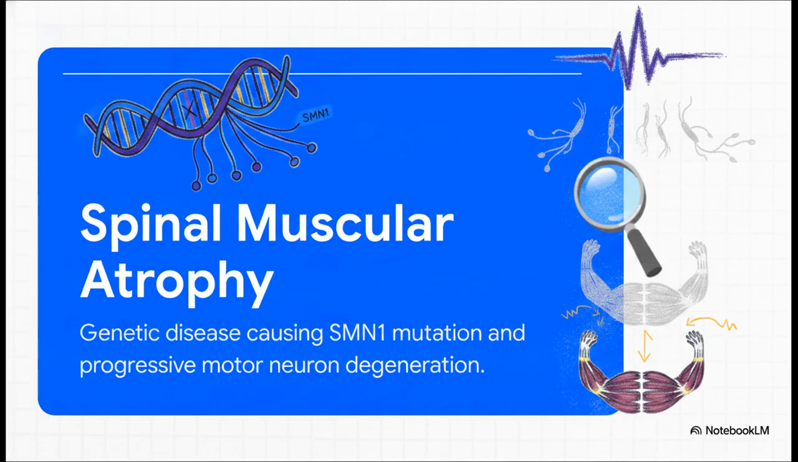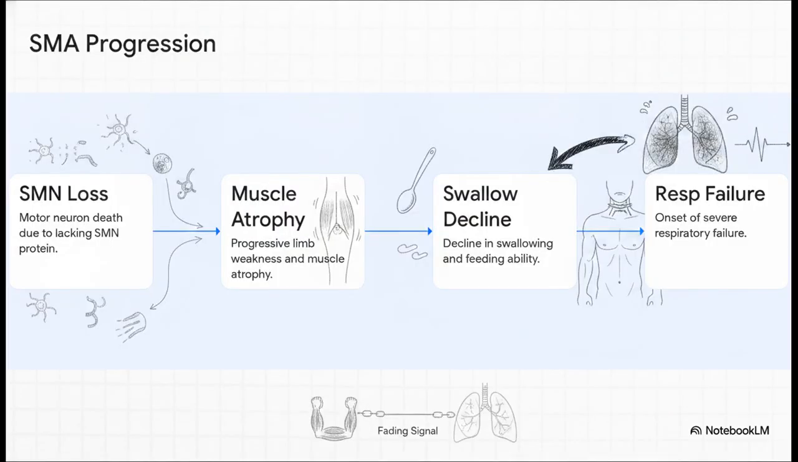I want you to think of it as a fading signal. Motor neurons are like the electrical wires that stimulate voluntary skeletal muscle to contract. As these specific neurons progressively die off because they lack that crucial protein, the muscles receive less and less electrical signal. And without that signal, the muscles literally just stop working and begin to waste away. Let's move on and see how this builds into a truly devastating clinical cascade.